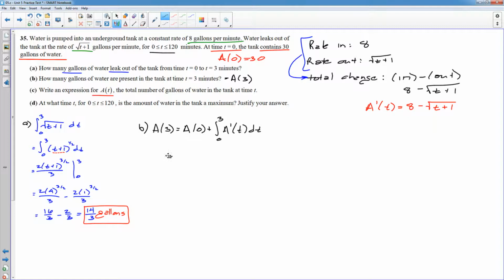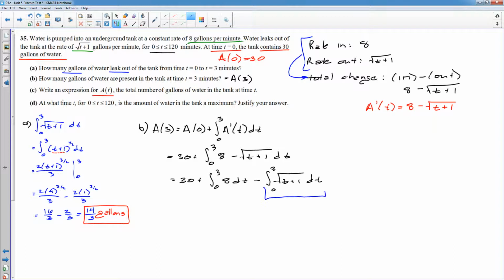And then I can work that one out. This is going to be very nice because part of that A prime I've already done. So that's going to be A of 0 is 30, plus the antiderivative from 0 to 3. A prime is 8 minus the root of t plus 1. And since I have already calculated the area from 0 to 3 of root t plus 1, I'm going to split this up. 30 plus area 0 to 3 of 8 dt minus area 0 to 3 of root t plus 1 dt. This answer right here I already know is 14/3.